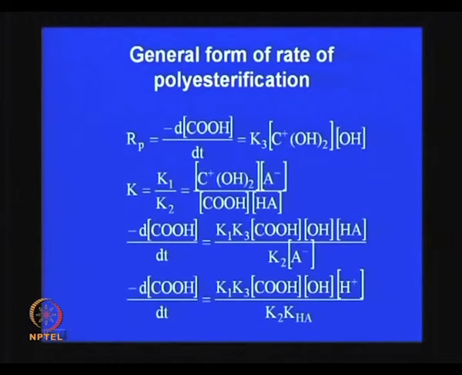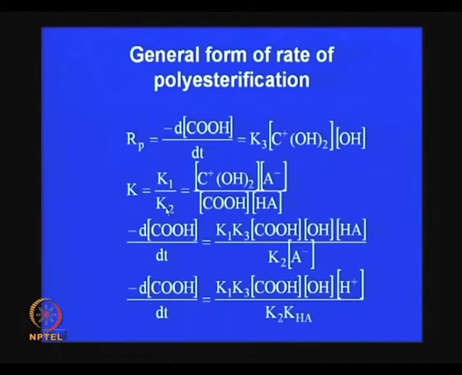Disappearance of one carboxyl group means disappearance of one hydroxyl group also, because this disappearance occurs as a result of reaction between carboxyl and hydroxyl group. So either you can express it as disappearance of carboxyl group or hydroxyl groups, it is all the same. Now, here you see this is proportional to or equal to some rate constant and the concentration of the protonated species and the hydroxyl group.